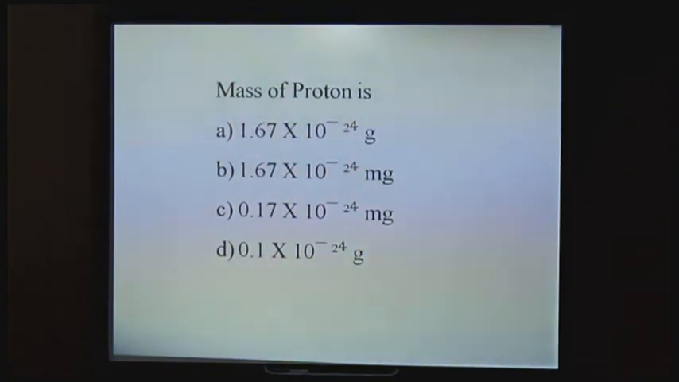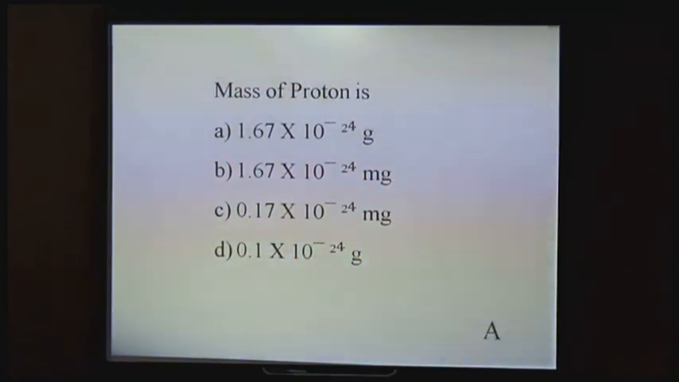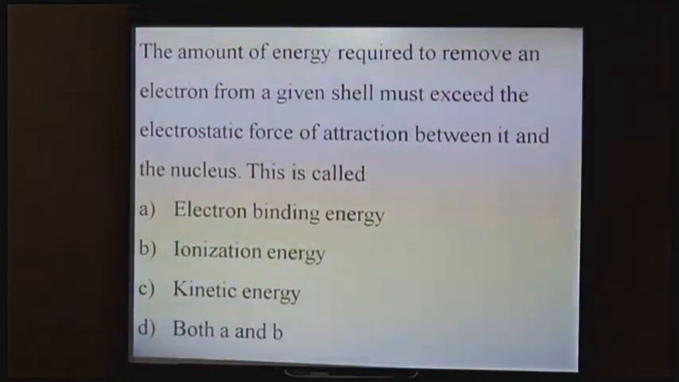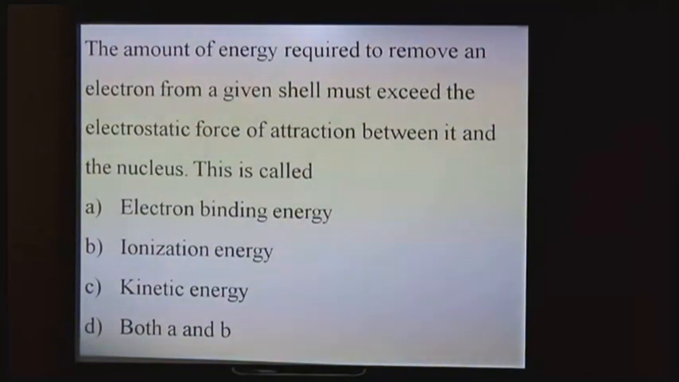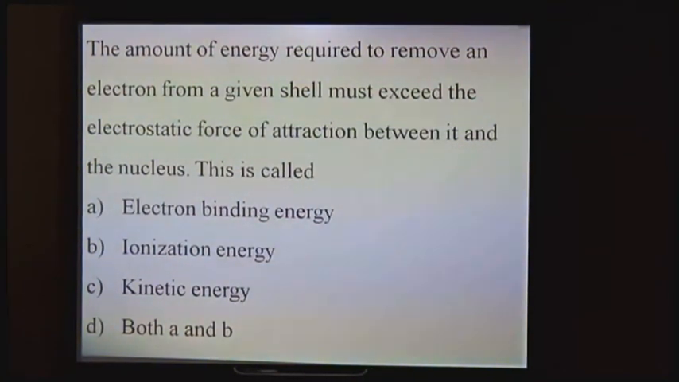Mass of a proton is A. It's gram, not milligrams. It's already minus 24, so we'll keep it as grams. The amount of energy required to remove an electron from a given shell must exceed the electrostatic force of attraction between it and the nucleus. This is called as ionization energy. It's both A and B, the other names.